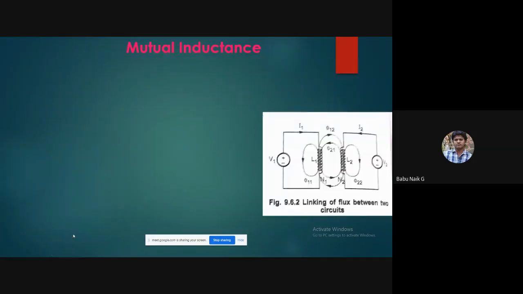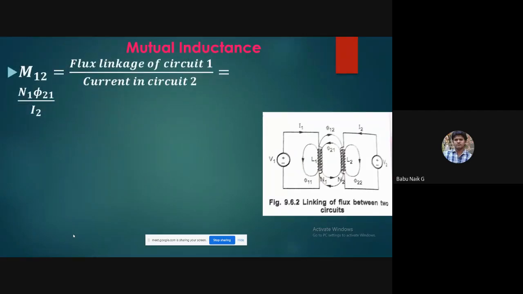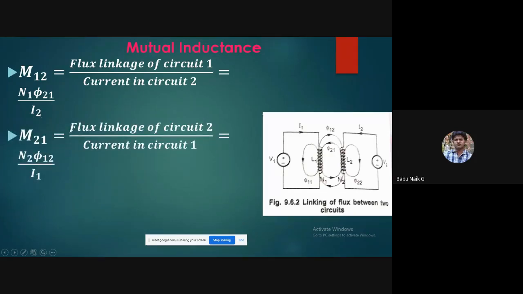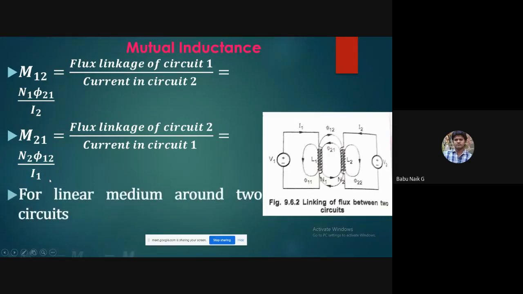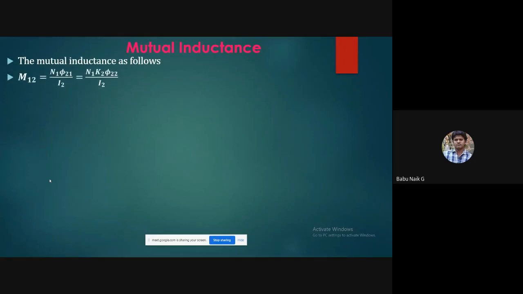Now from this, we can calculate the mutual inductance that exists between M12 and then M21. Further, you can put it in this equation. After calculating the mutual inductance, N1 phi 21 by I2. In a similar way, you can calculate phi 12 by I1. So this we have already seen on this slide. I will go to the next slide.